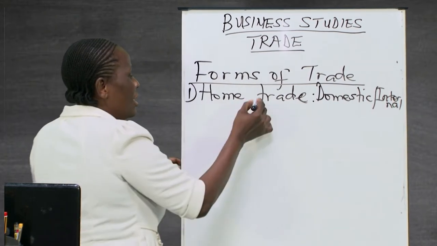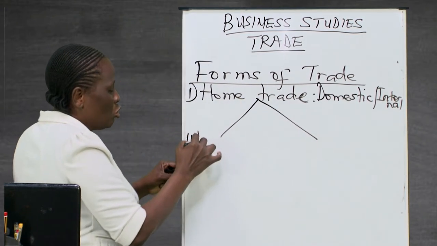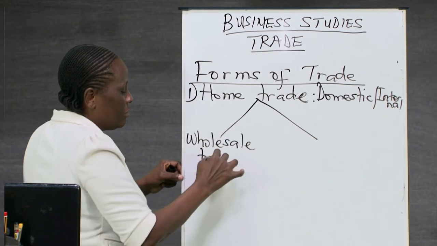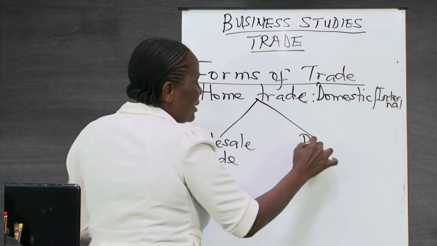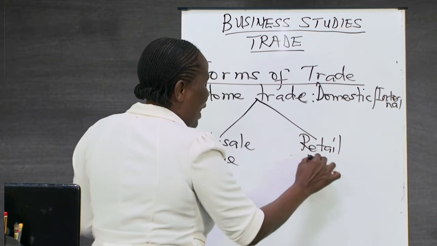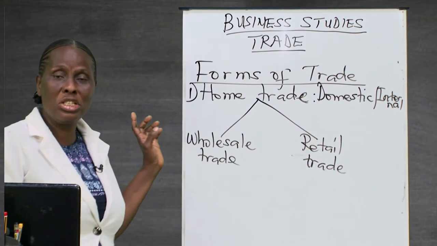Home trade can be subdivided into two. And these two are wholesale trade and retail trade. Wholesale trade and retail trade. What do we mean by wholesale trade?